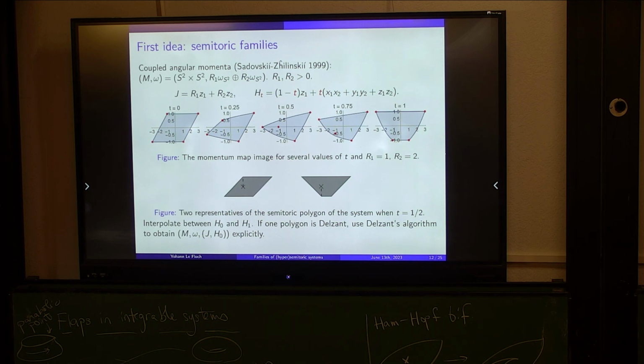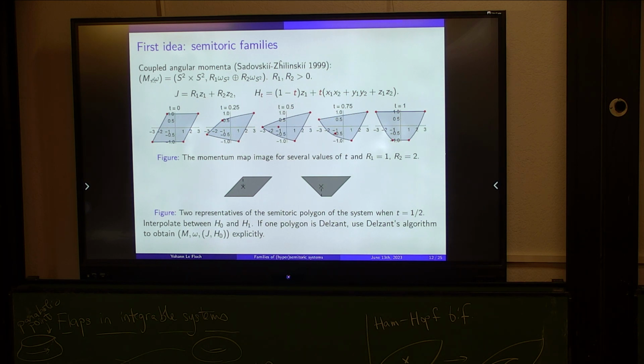So then the idea was, okay, so what if I only know these polygons, and I want to construct an explicit system with these polygons. So I look at them and I realize that if I remove this cut and this point, this is a nice Delzant polygon. So I can use Delzant's algorithm to construct an explicit toric system with this polygon as its momentum map image. Okay, and this will give me my J, H0 in my family that I want. Okay. I want to do something similar to this.